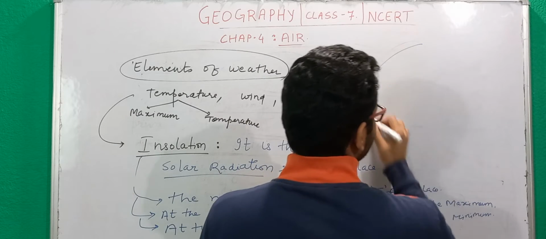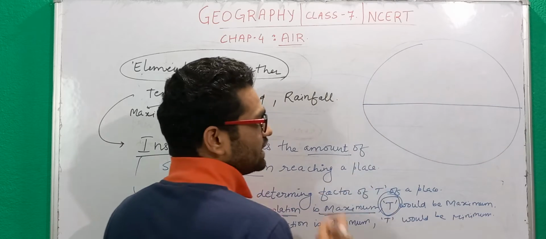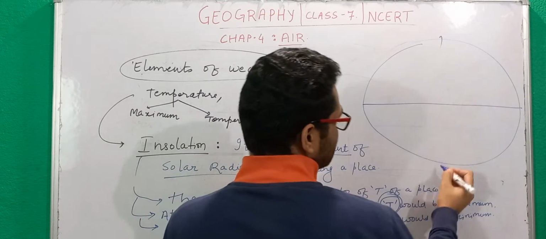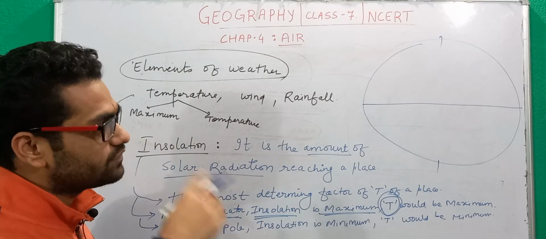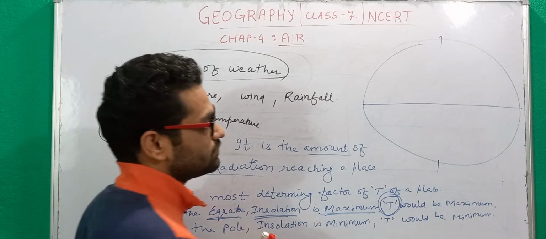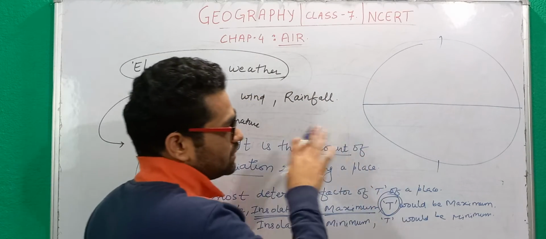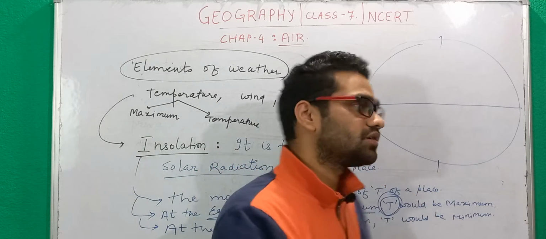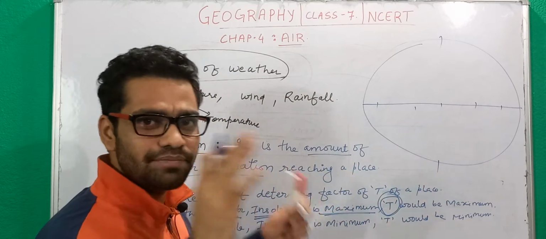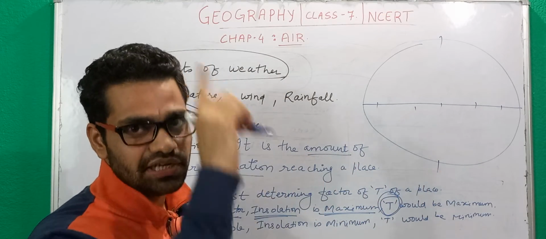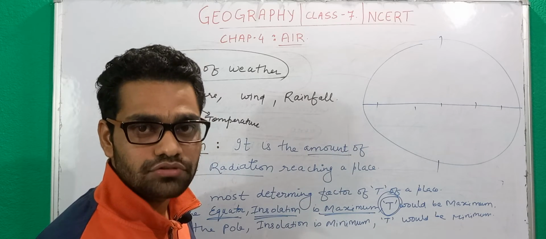if this is the earth, this is the equator, and I'm comparing between poles and the equator, the rate of insolation or the amount of insolation that is received. So when you are standing at the equator in 365 days, every day, either here or here or here, at some place in the equator you will find the sun is directly overhead. That is why the equator receives the maximum amount of insolation.